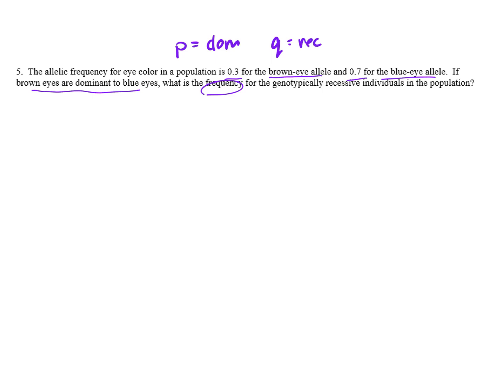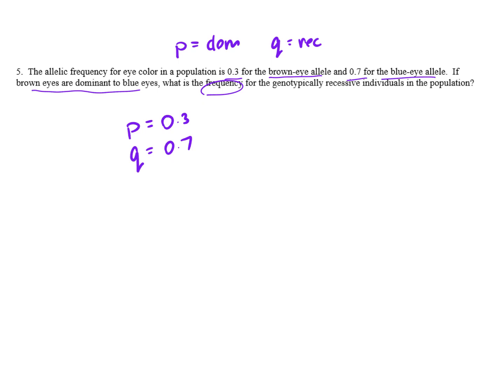So I'm going to rewrite what I have here, and I'm going to see that P dominant is for brown eyes. So it says if the brown eyes are dominant, my value for P is going to be 0.3, and that's for the brown eyes. And then I'm going to see that the recessive allele, blue eyes, Q, is 0.7. So I just took what's from the problem and wrote that in a different way. This question is not really asking you to calculate much.